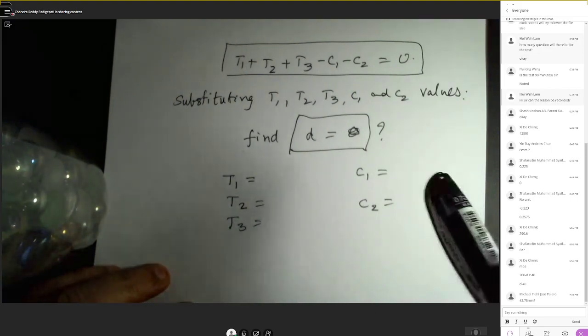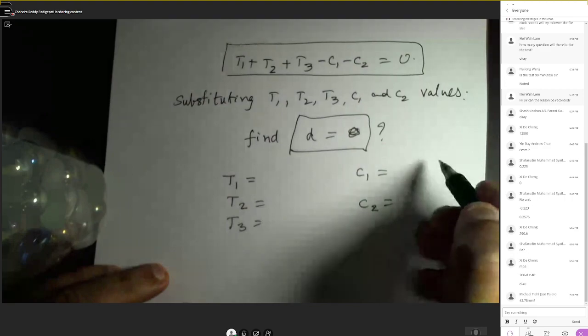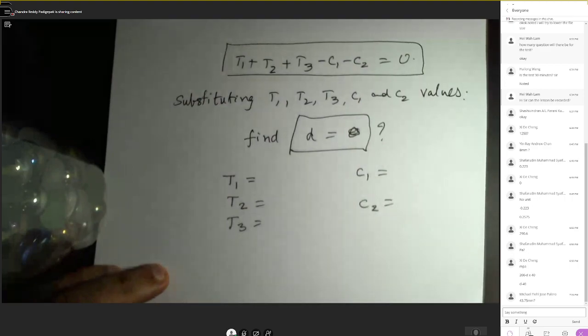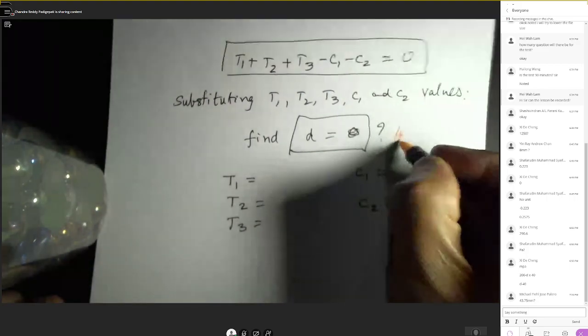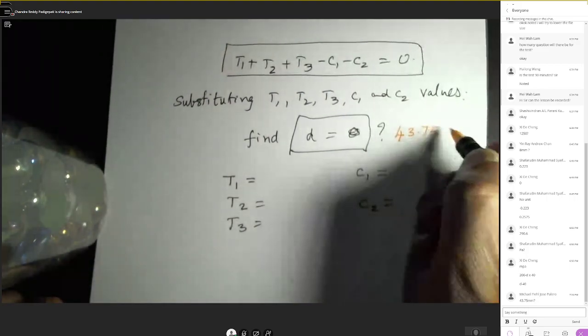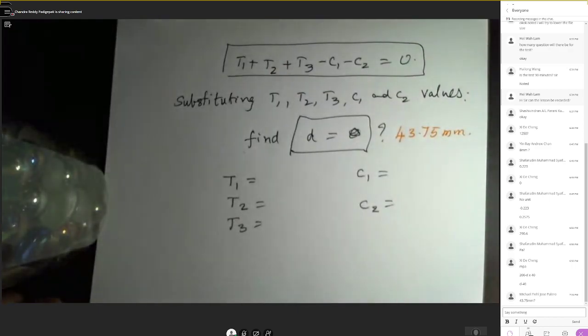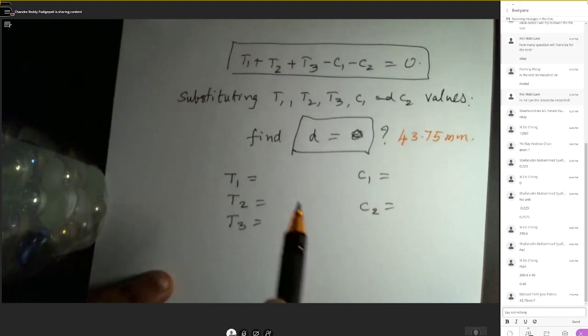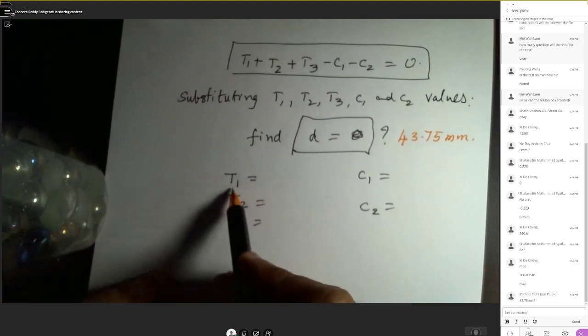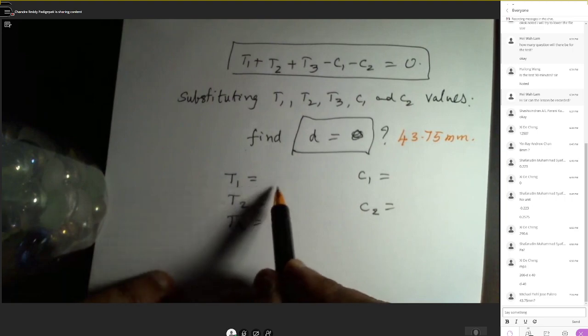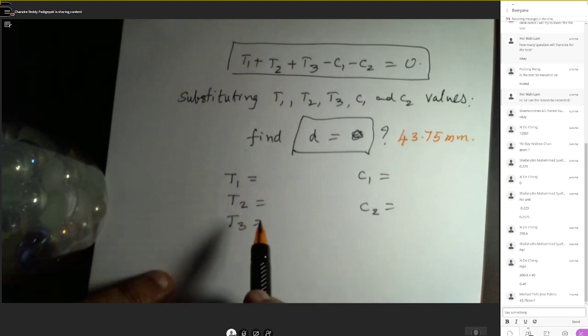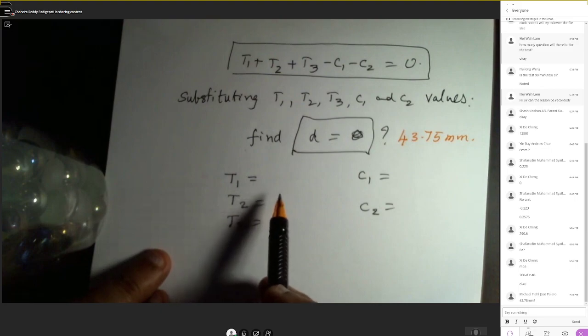I think that's correct, Michael. So you will be getting about 43.75 mm. So the D value will be 43.75 mm. That means this is the neutral axis of the cross section from the bottom, when the entire cross section is under fully plastic conditions. Under fully plastic conditions, now you can calculate the tensile forces T1, T2, T3. So you can calculate what is T1 and T2.